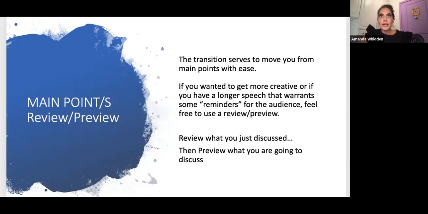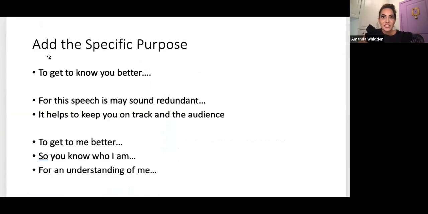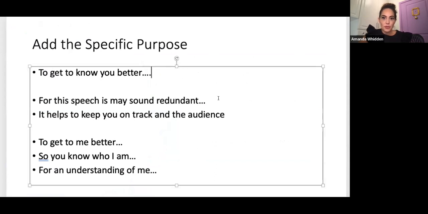The last thing that you need in your transition statement is your specific purpose. And remember, that is to get to know me better. So for this speech, it may sound a bit redundant because it's so short, but it's going to help you keep on track. And you don't have to say to get to know me better every single time. So we can say something like, first, I'd like to start out by talking about my job so you can get to know me better.